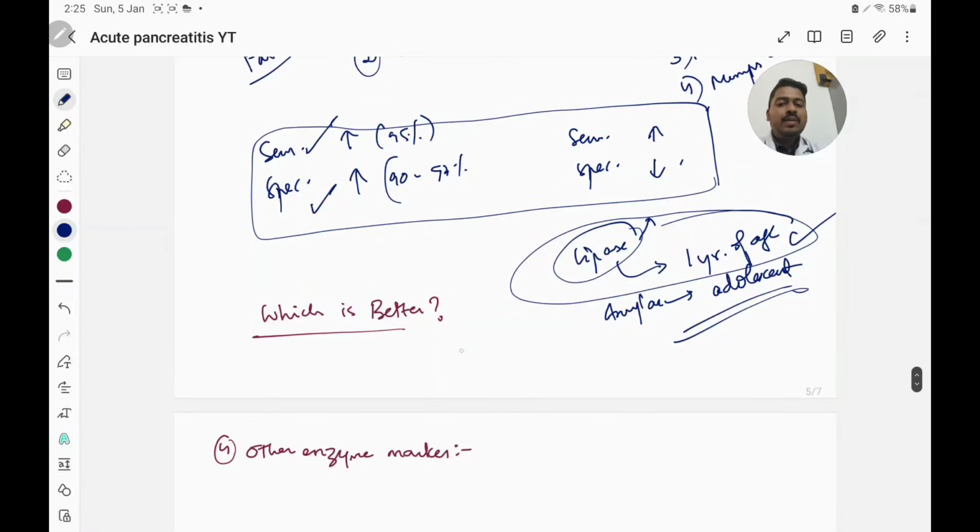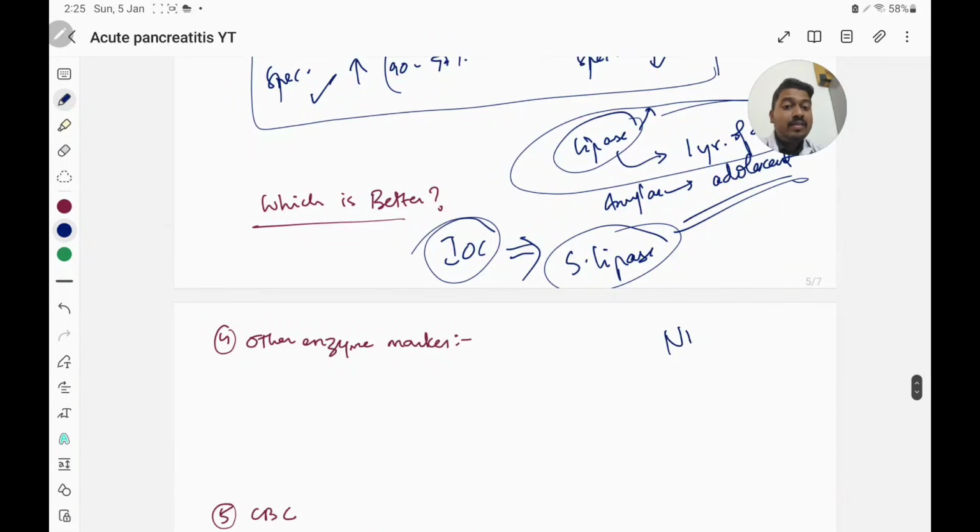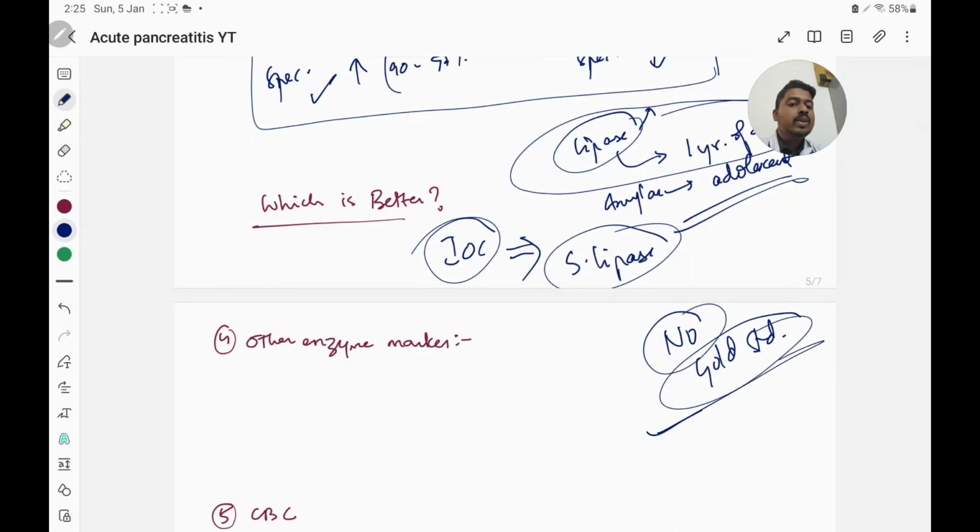So if you ask me what is the investigation of choice, in any exam, NEET PG or maybe NEET SS or some other exam, which is the investigation of choice for pancreatitis, the answer is serum lipase levels. That is the investigation of choice. But what is the gold standard? The answer is there is no gold standard investigation. There is no gold standard investigation for pancreatitis. The investigation of choice is serum lipase.